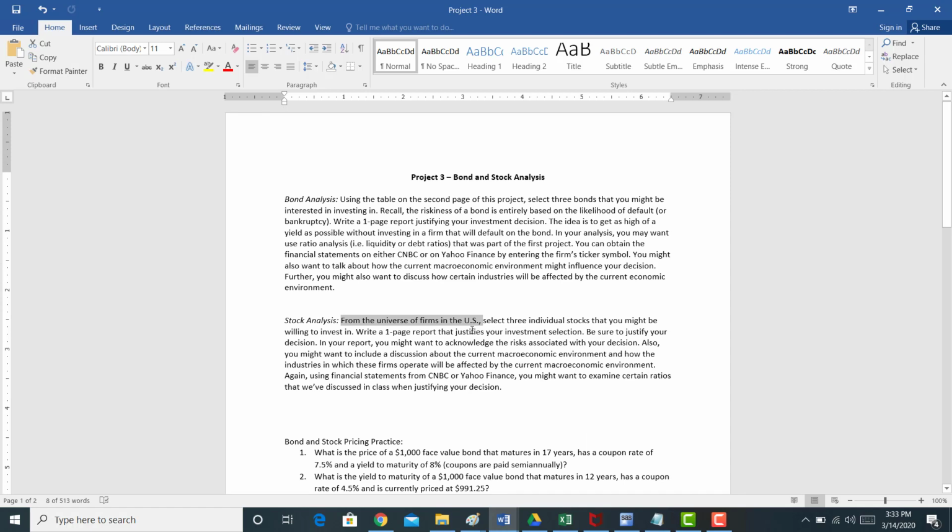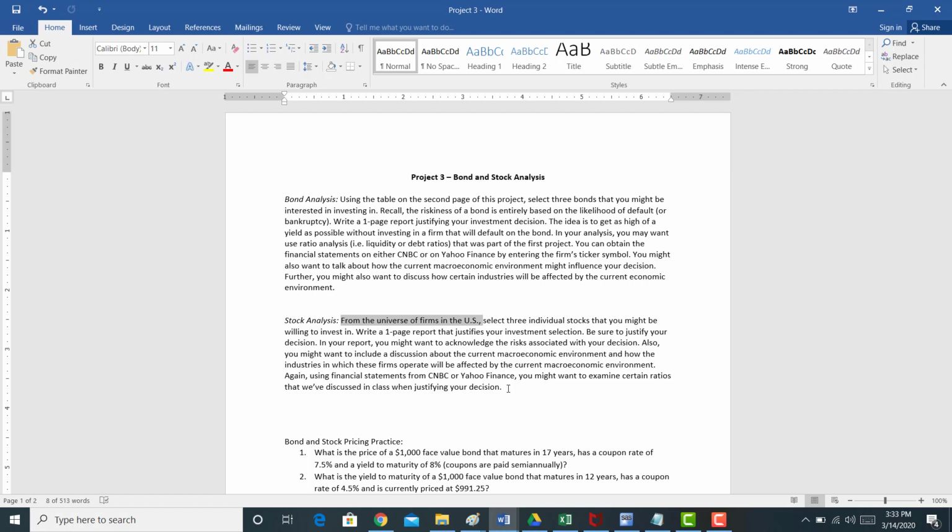Again, you're going to write this one-page report. You're going to try to justify your decision. Again, you want to acknowledge the risks associated with your decision, and you might also want, both in your stock analysis and your bond analysis, to discuss the current macroeconomic environment. You might also want to talk about industry analysis. These are things that you've discussed in your previous project.